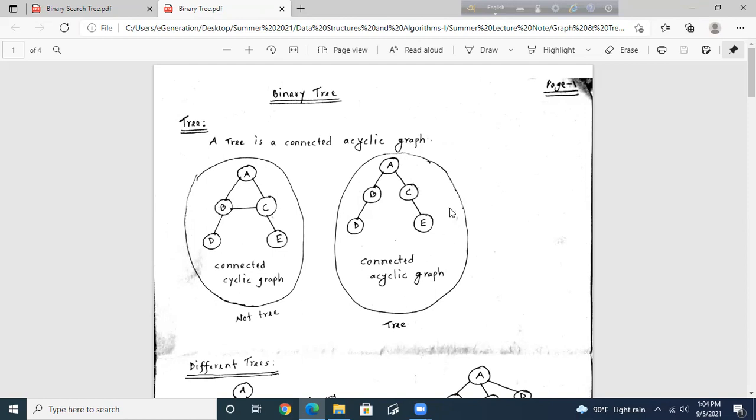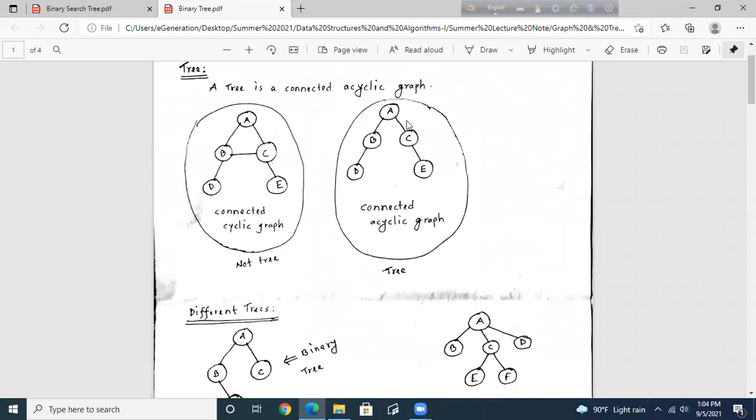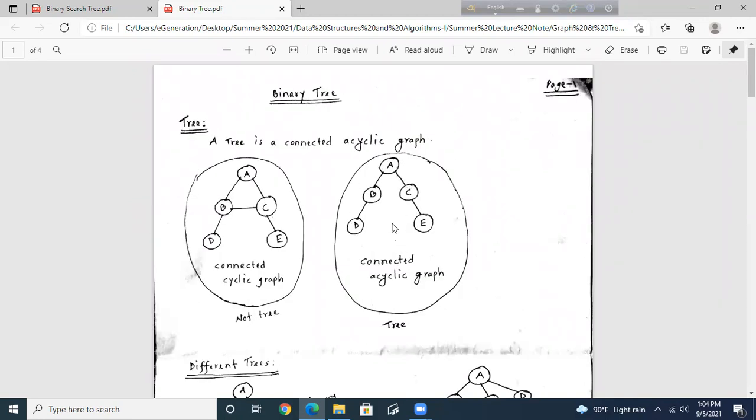But if you look at the right side tree, there is no cycle, dear student. In the left one, A to B, B to C, C to A, there is a cycle. But here, there is no cycle. So it is a connected acyclic graph, because there is no cycle. But in the left side graph, we have a cycle.